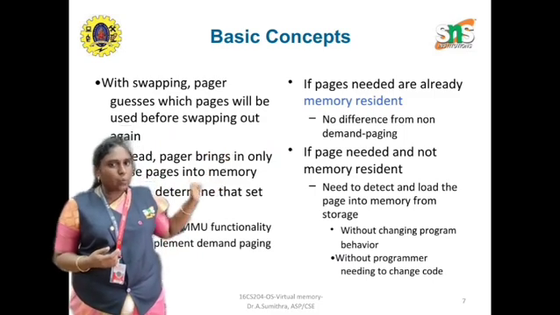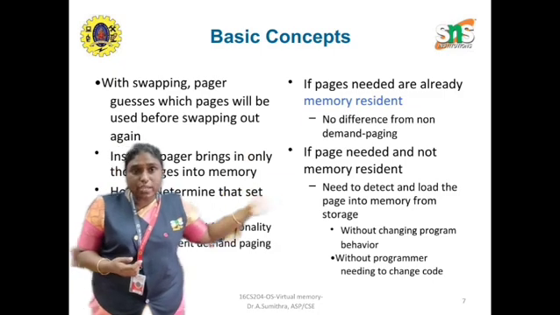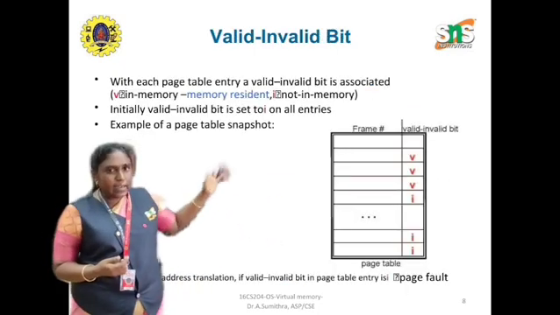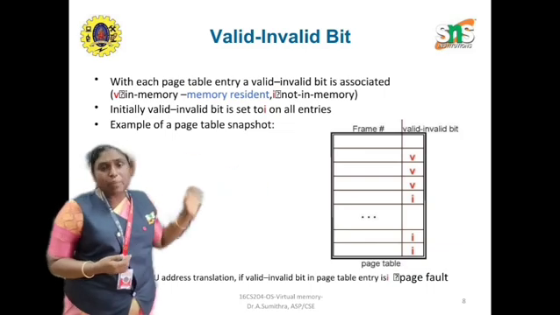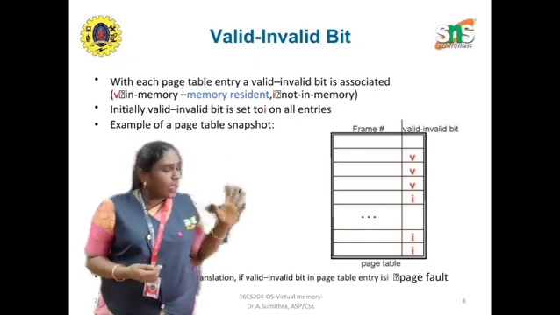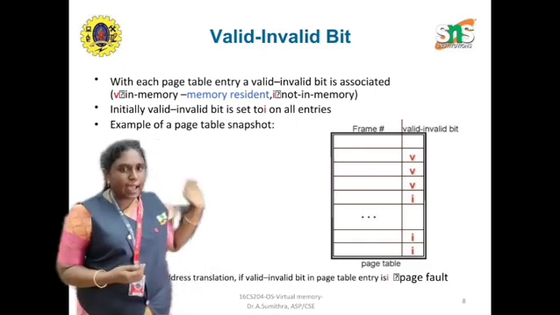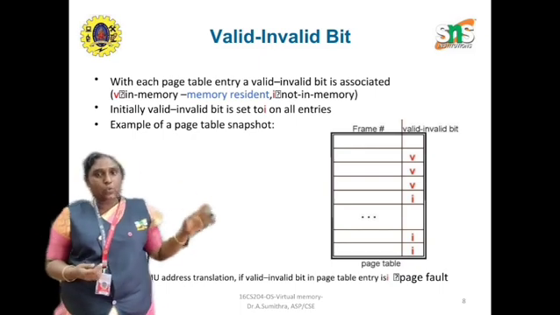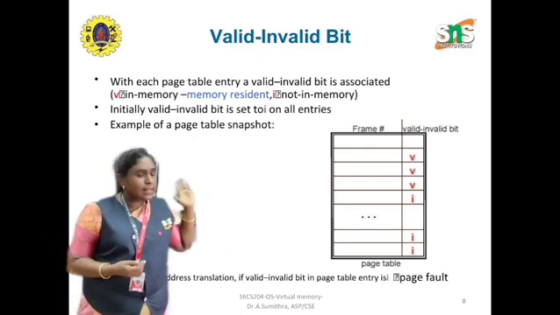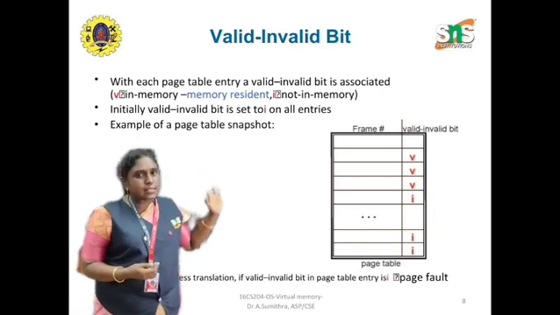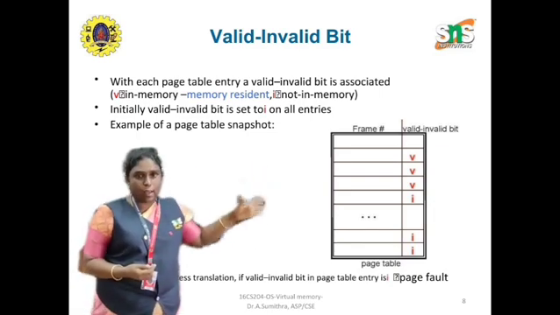The MMU needs new logic to support demand paging, where we have valid and invalid bits. Every page table entry has a valid or invalid bit. V means the page is in memory, and I means the page is not in memory. This helps the MMU detect page faults, and this diagram shows an example of a page table with some pages marked invalid.